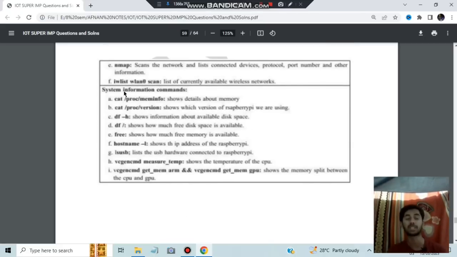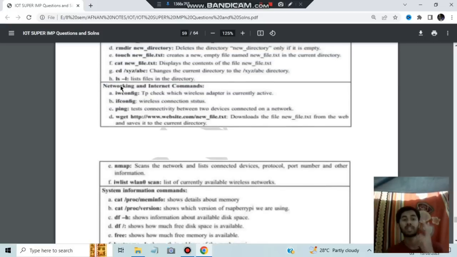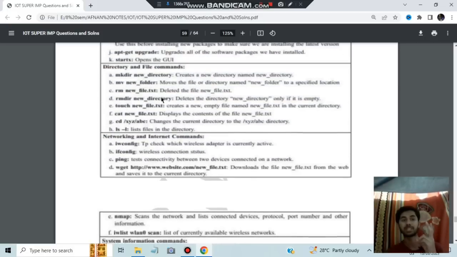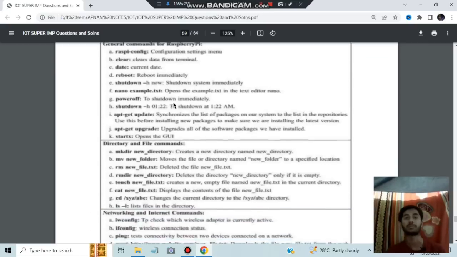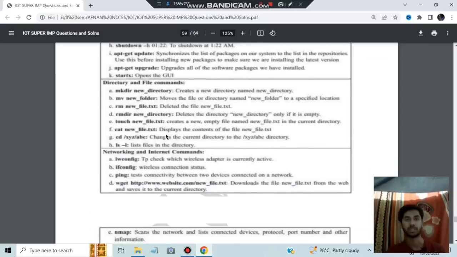Remember these things. Since system information commands is there, we have the network and internet commands, directory and file commands, and the last one, which is general commands. So you can write at least 2 or 3 from each of these.